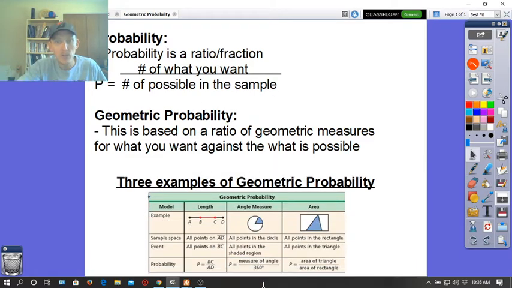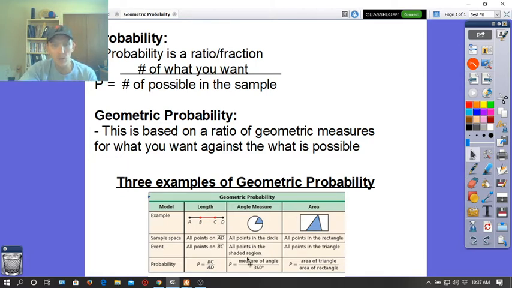Now, I included in your notes some examples of various geometric probabilities. So you've got the length. You've got the entire line segment AD. That's the sample space. The event, the what I'm looking for, could be BC, this little section here. So then the fraction would be BC over AD.